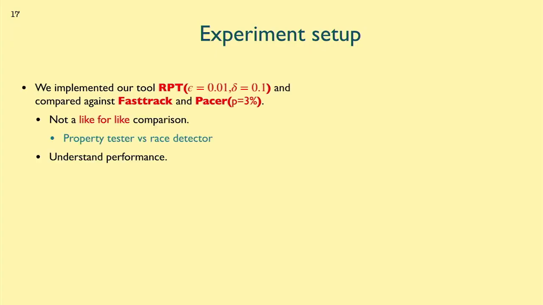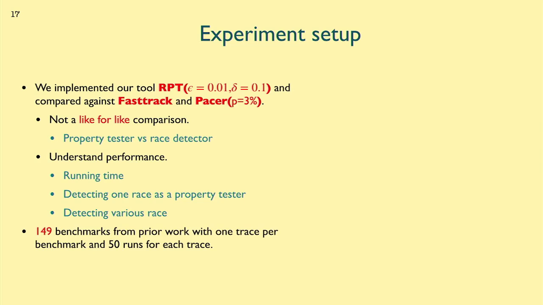So the main goal of the experiment is to understand performance, but not to show that our tool is in some sense better than the other ones. And we try to understand if the running time is as low as expected, and how RPT behaves in detecting one risk as a property tester. And we also provide some observations on how RPT behaves in detecting multiple risks. Okay. And we have 149 benchmarks from prior work on risk detection. And we have one risk per benchmark, and we run 50 rounds on each trace for every tool.